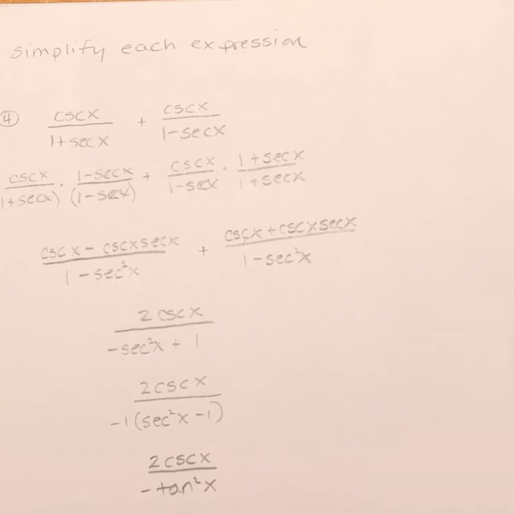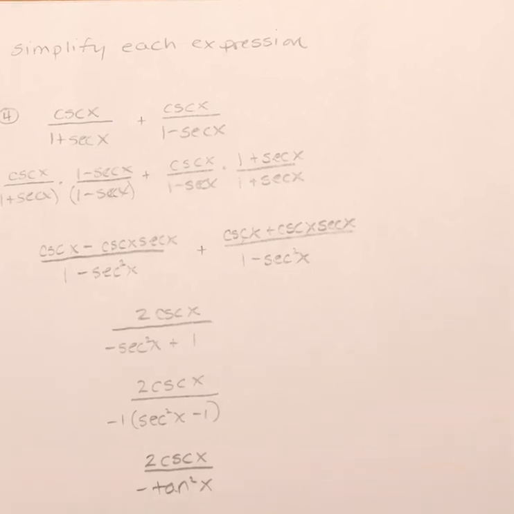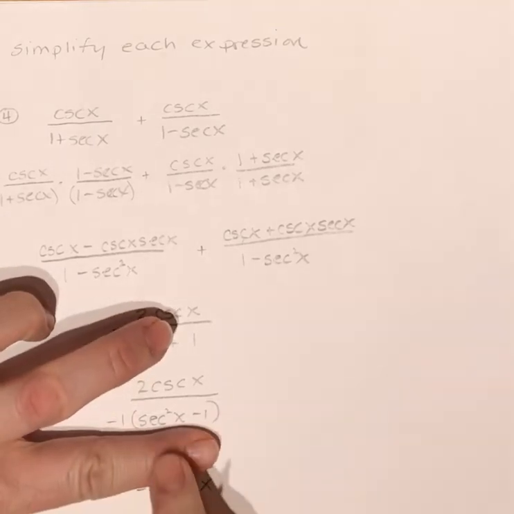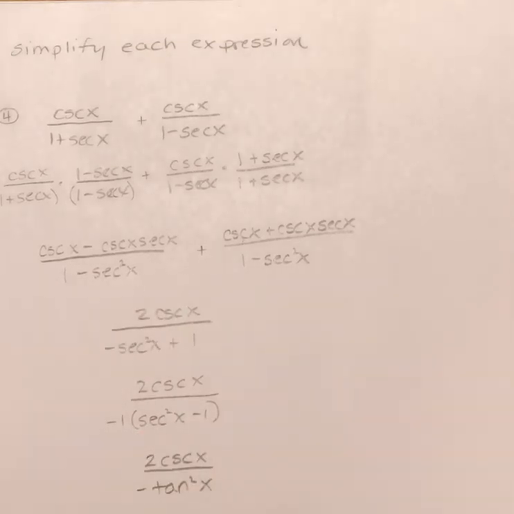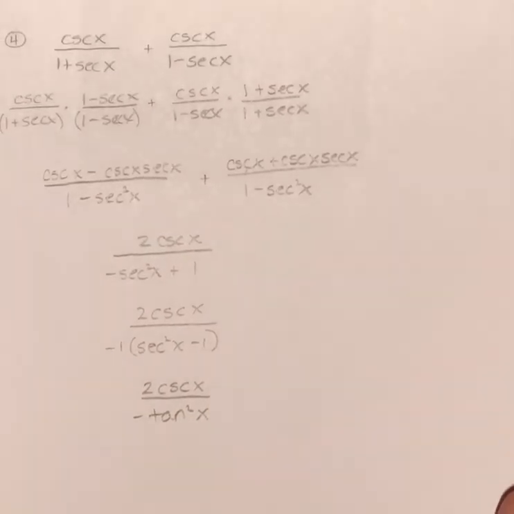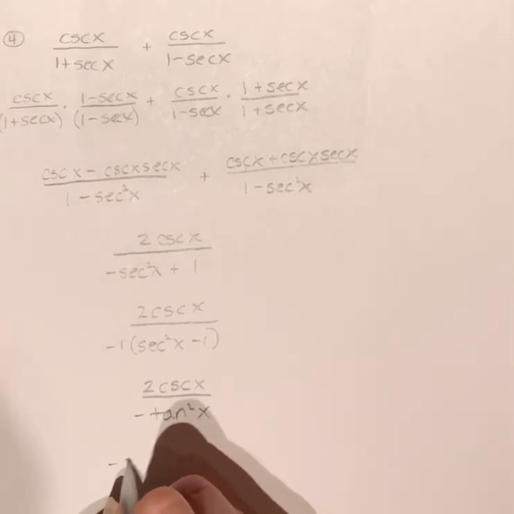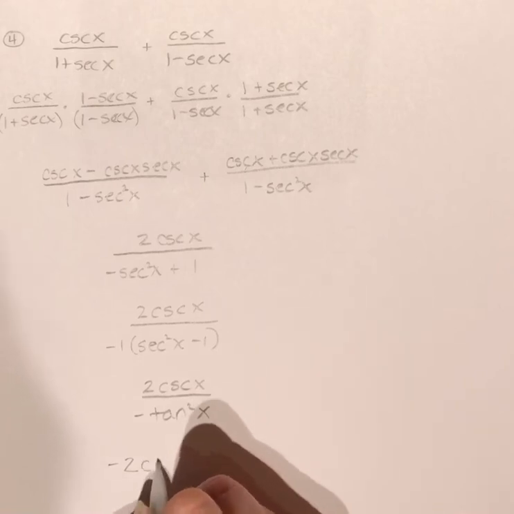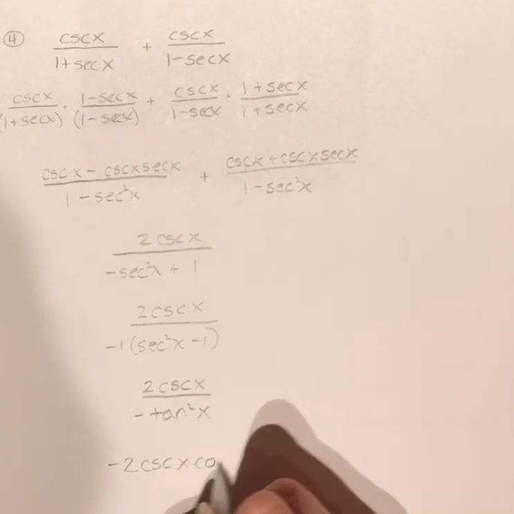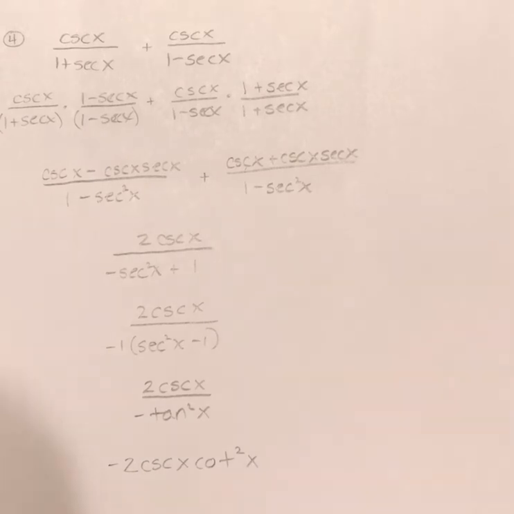And now what do I do? Well, when it's simplified, when it's cleaned up, if you can get rid of fractions, you get rid of fractions, okay? So this is technically a 1 over tangent squared, and 1 over tangent squared is equal to a cotangent squared. So this is going to be a negative 2 times a cosecant of x times a cotangent squared of x. Now, the only thing that I would question and the only thing that you should look for is, does anything cancel? Okay.